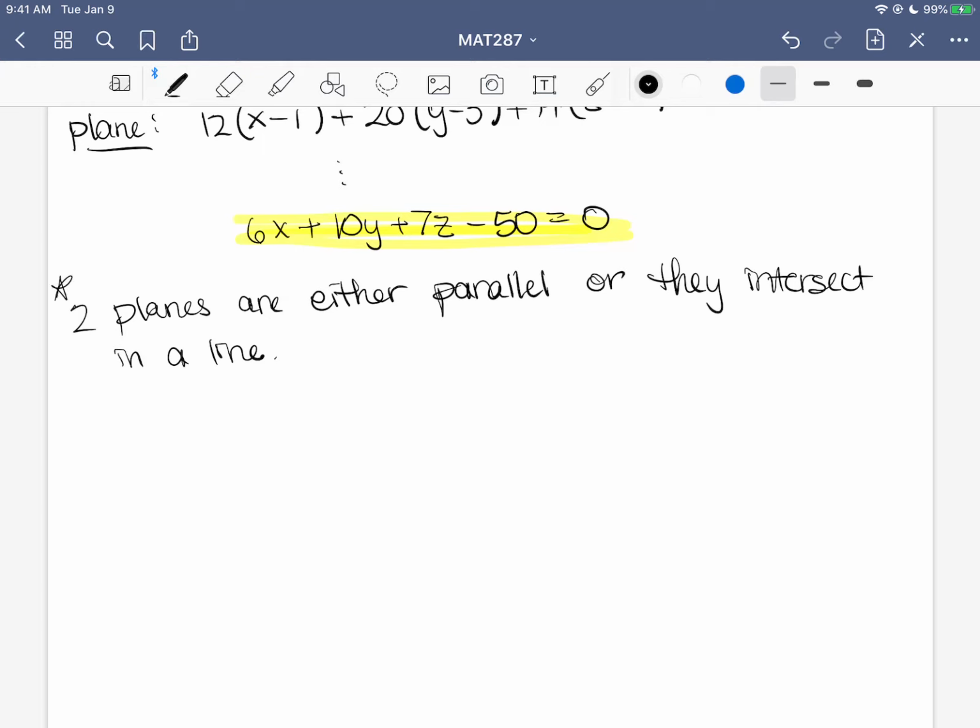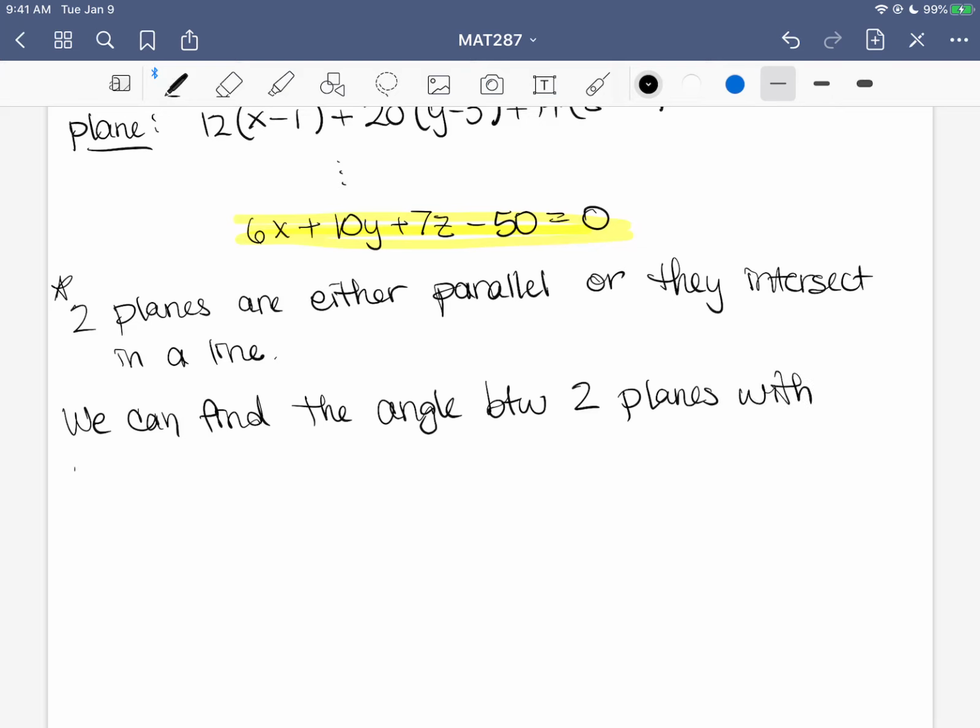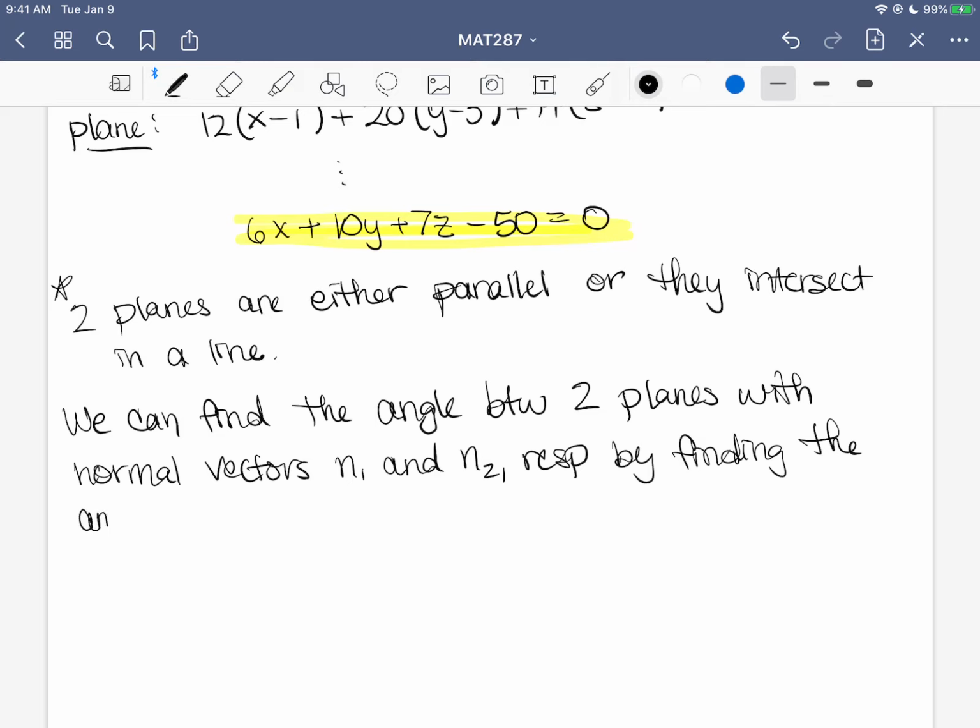Okay. We can find the angle between two planes with normal vectors n1 and n2 respectively, just by using the angle between the two vectors, as, let's say, by finding the angle theta between the two vectors.